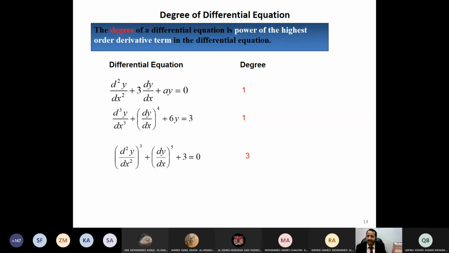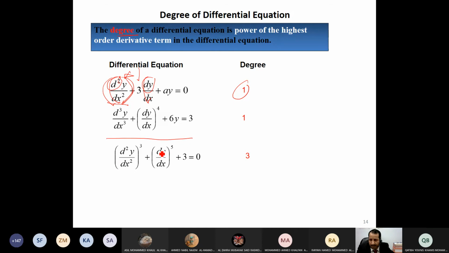After I define the non-linearity, linear and non-linear, the order, let me go to the degree. Degree of the differential equation is the power of the highest order derivative. What does this mean? Have a look. Now here, this equation, d square y over dx square. So this is second order. I understand that this is second order because the highest order here is 2. But since the power for this highest order is 1, the degree is 1.